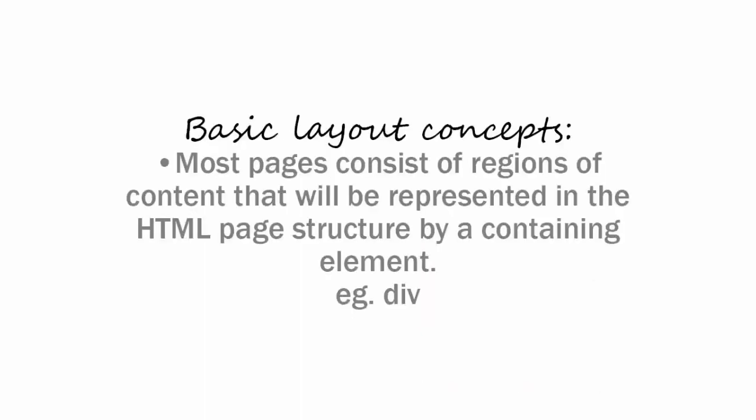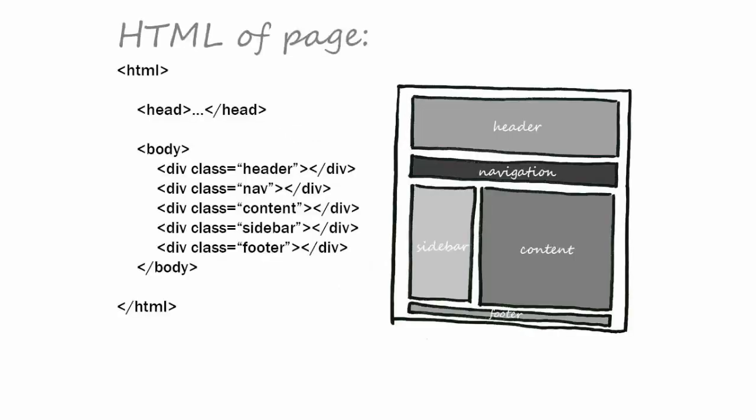Now we are ready to look at how some of these concepts can be applied to a basic page structure. Most pages will consist of regions of content that will be represented in the HTML page structure by container elements such as a div tag. In the sketch on the right, you'll see I've divided the page into 5 regions and I named them according to the content it will contain.